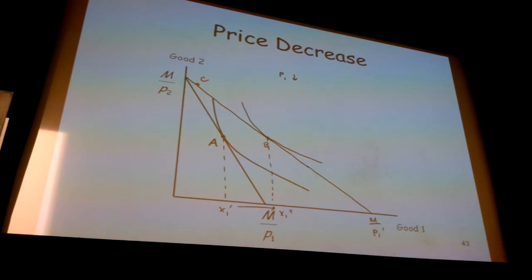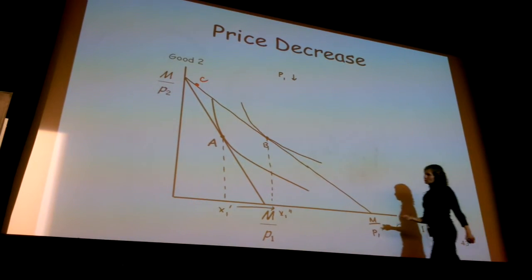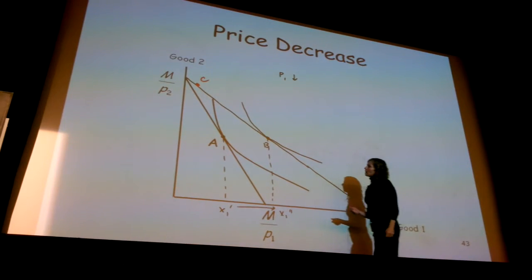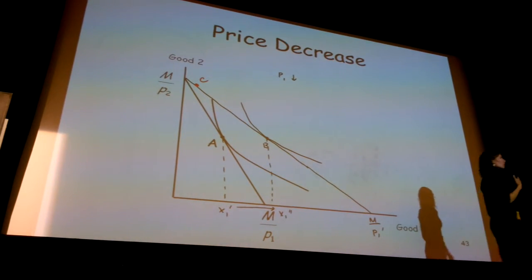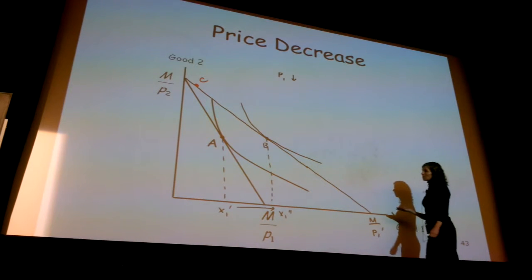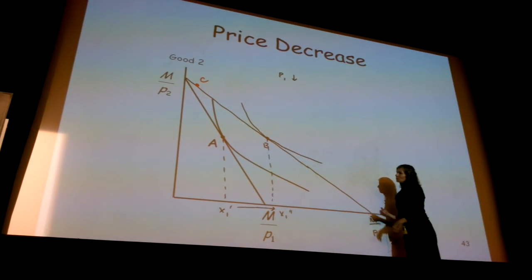So this movement from x to x1 prime to x1 double prime is just called the total effect of this price change. But I now want to talk about something called the income effect and the substitution effect. These are concepts that we've talked about before, but that actually become a little bit easier to understand once you see the budget constraint up here.